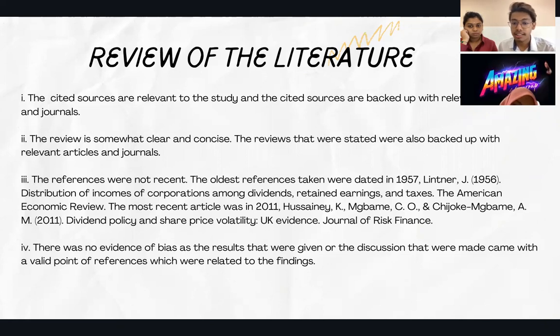The oldest reference was dated 1957 by Lintner, J., Distribution of Incomes of Corporations Among Dividends, Retained Earnings, and Taxes, in the American Economic Review. The most recent article was in 2011 by Husseini K. Magbaim, titled Dividend Policy and Share Price Volatility: UK Evidence, Journal of Risk Finance. There was no evidence of bias, as the discussion came up with valid points of reference which were related to the findings.